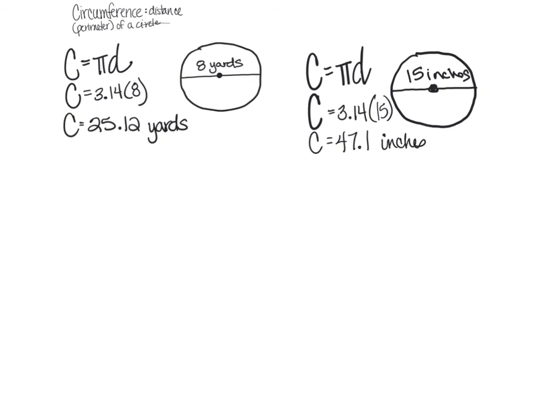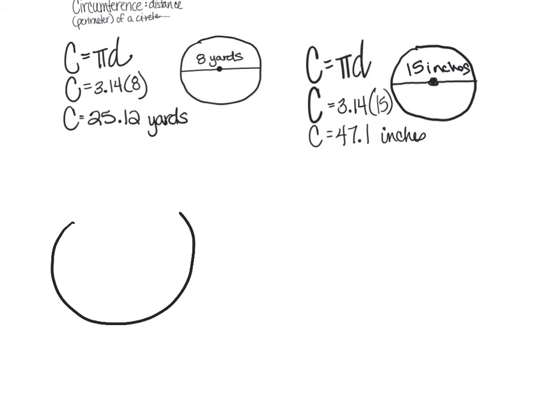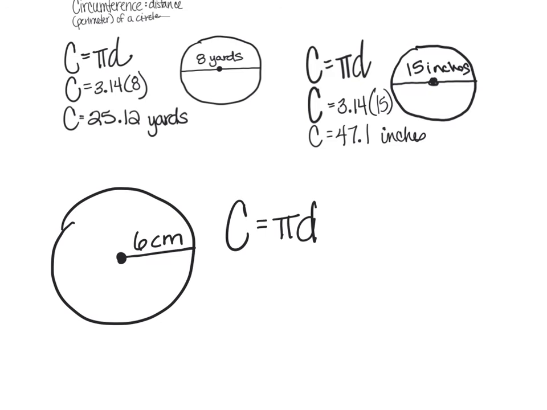So look at this one. Find the circumference if I give you this. Now, what am I going to write down? C equals what? Pi d. Do we know the circumference? No. Do we know what pi is? 3.14.